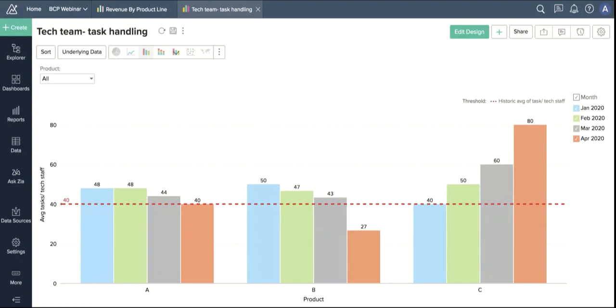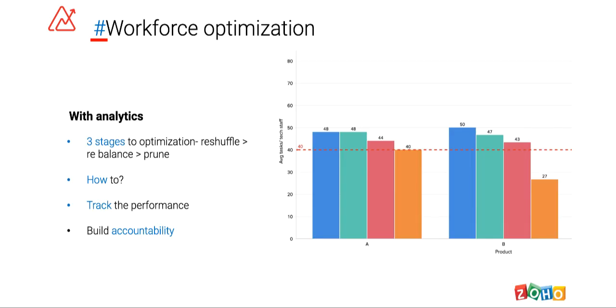Having done all that, in case you feel you have not achieved your objective, probably you might want to do the last and final step in the workforce optimization. That's all about pruning your team further. So with analytics, we were able to understand the entire concept of workforce optimization in three stages. Stage one is reshuffling, stage two is rebalancing your workforce, and stage three is pruning your workforce. We also saw how these three stages can be enabled using analytics.